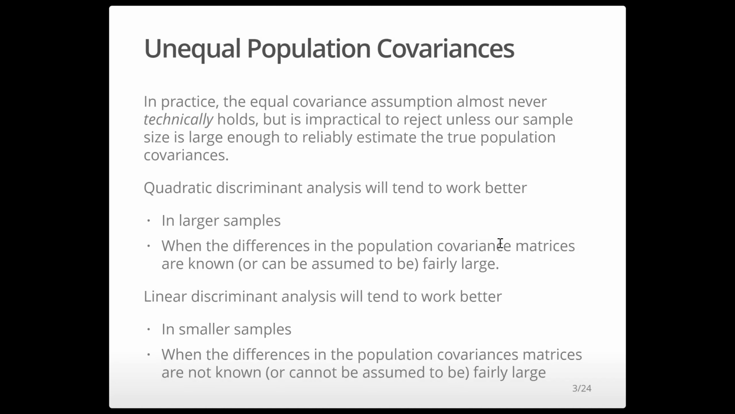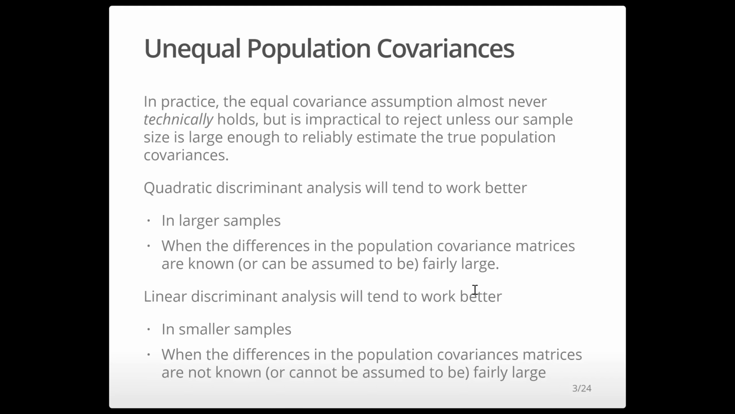So in practice, the assumption of equal covariances really almost never technically holds. It's almost never going to be true that the two group covariance matrices are going to be exactly the same in the population. But it's an impractical assumption to reject unless we have a sufficient sample to reliably estimate the population covariances. So in general, you're going to want to look to the quadratic method in cases where you have a really big sample, or when the differences in the population covariance matrices are known or can be assumed to be fairly large. If there are small differences, then linear discriminant analysis is going to be fine.